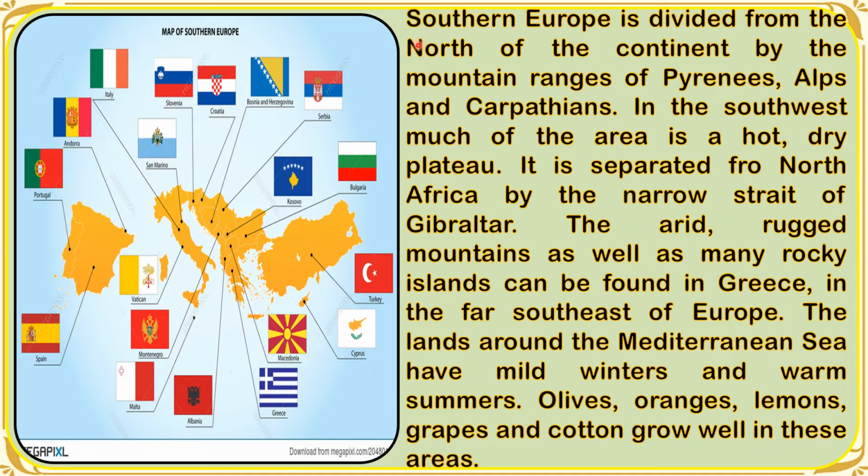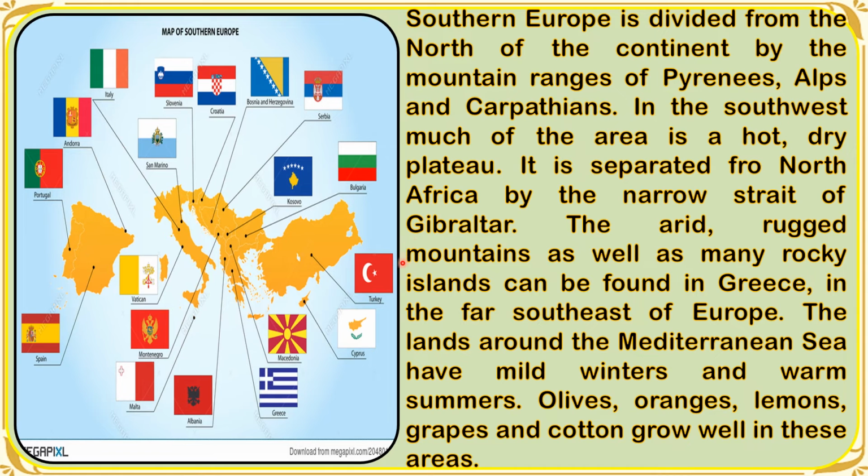Southern Europe is divided from the north of the continent by the mountain ranges of the Pyrenees, Alps, and Carpathians. In the southwest, much of the area is a hot, dry plateau. When you say plateau, class, it's actually high, but in the middle of it or at the top of it is plain. It is separated from North Africa by the narrow Strait of Gibraltar. If Europe and Asia are separated by the Ural Mountains, Europe and North Africa are separated by Gibraltar.